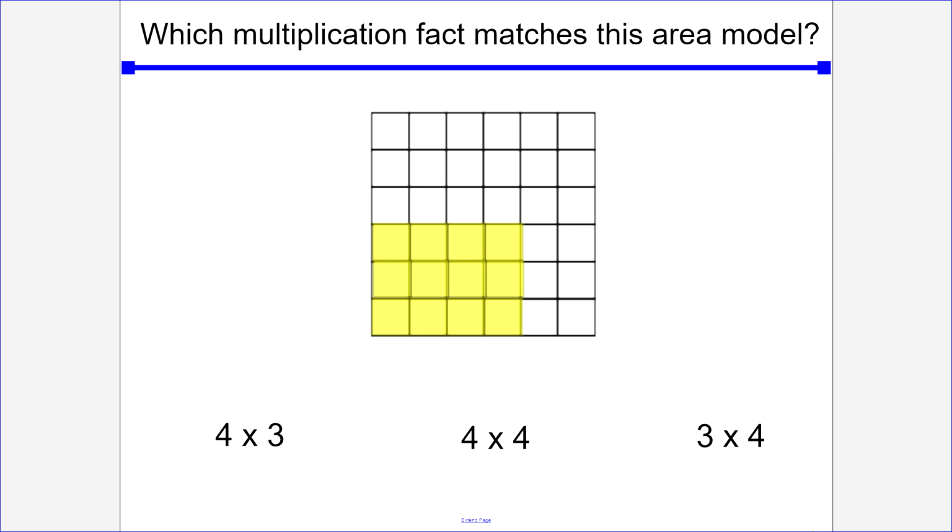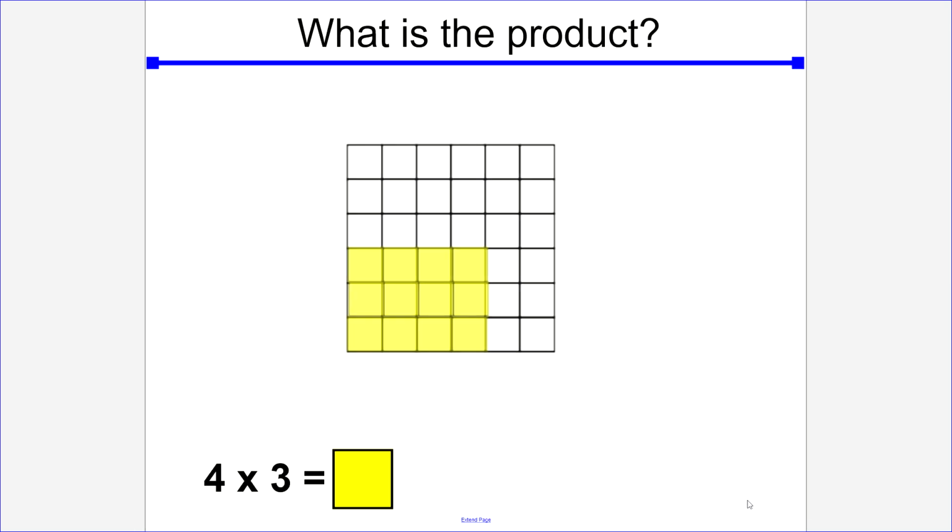Look at this rectangle. Which multiplication fact matches this area model? We'll do this one together. I can see that this rectangle area model has 4 squares in each row with 3 rows. So this is a 4 by 3 rectangle. What is the area of this product? Well, I could count the squares of this 4 by 3 rectangle to find the area. 1, 2, 3, 4, 5, 6, 7, 8, 9, 10, 11, 12. 4 times 3 equals 12. You're going to do the next 4 independently. Get ready.